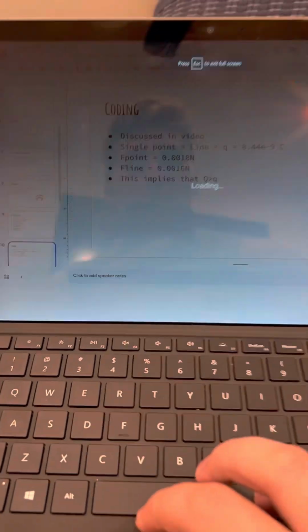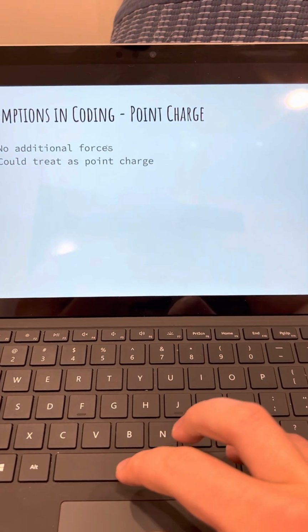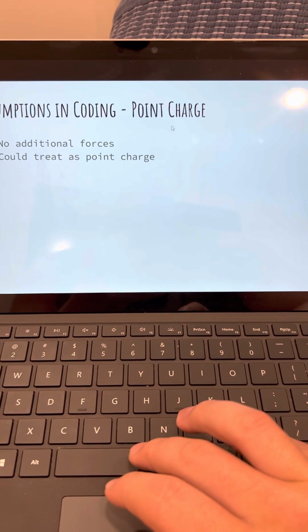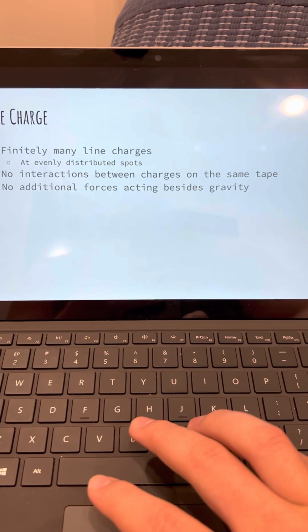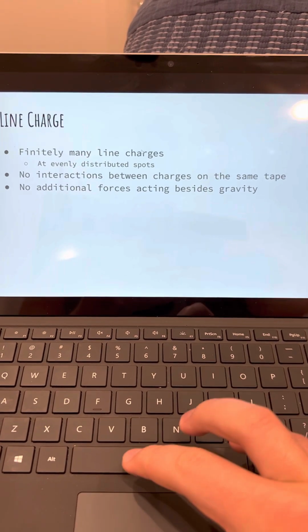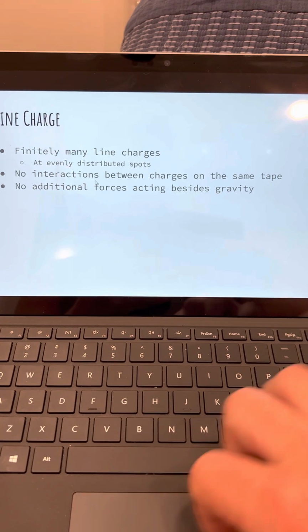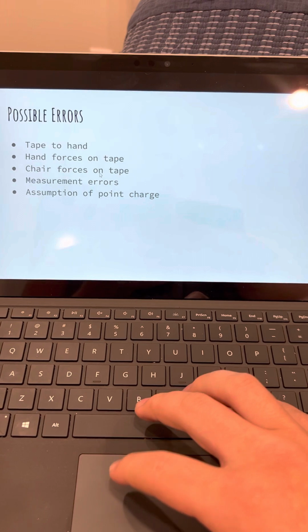Now we're going to move on. Getting back to the assumptions: for the point charge, it was a point charge and there were no additional outside forces besides gravity. In the line charge, we assumed there were finitely many charges that were evenly distributed, there were no interactions between charges on the same piece of tape, and no additional forces acting besides gravity.